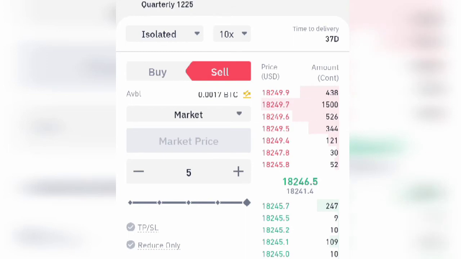You select how many contracts; this is what is costing you. Now look at your available balance, which is 0.0017. If I use 3 contracts, it will be within the amount of BTC that is in this balance right now. If I increase the contracts, it will cost me more volume of BTC. If I decrease it, it will cost me less.